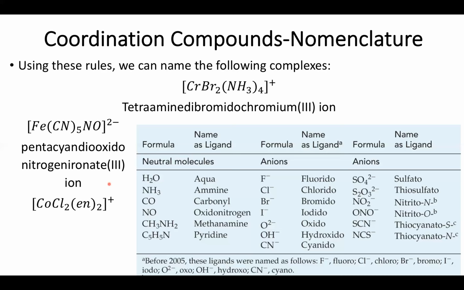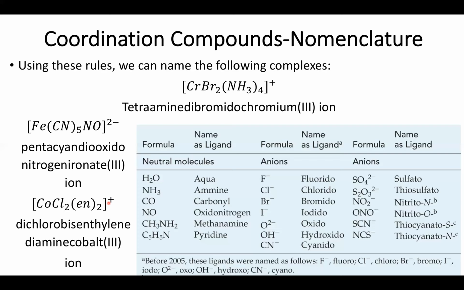Now let's go ahead and look at a fun cobalt compound. So here we've got chlorine and ethylenediamine. So chlorine will go first. So it'll be dichlorido, but now we have to watch out because it'll be bis(ethylenediamine), cobalt. Again, 2 negatively charged ligands and an overall plus charge means we're cobalt(III). So dichlorido bis(ethylenediamine) cobalt(III) ion.